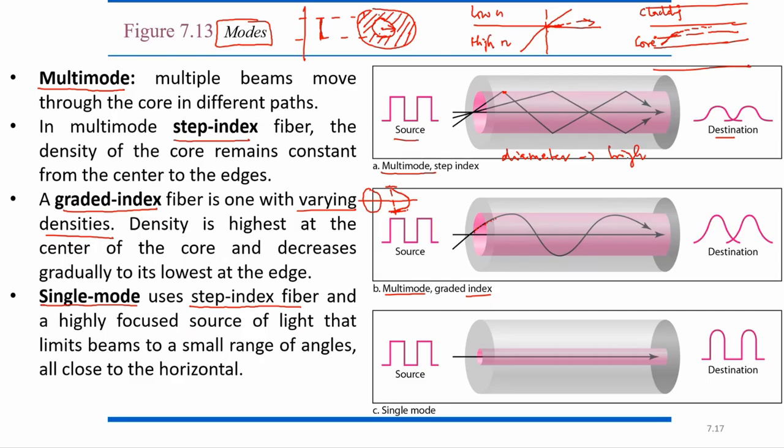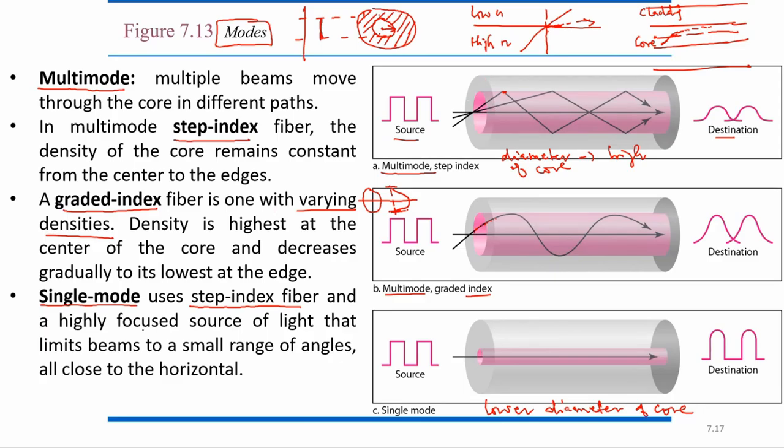Diameter is high, but here the lower diameter of core is there. So it is single mode. Single mode means only one light will be passed through this core. That's why it is made with lower diameter, because it needs to support only a single light source. But in multi mode, its diameter is higher, so that it can support more light sources.